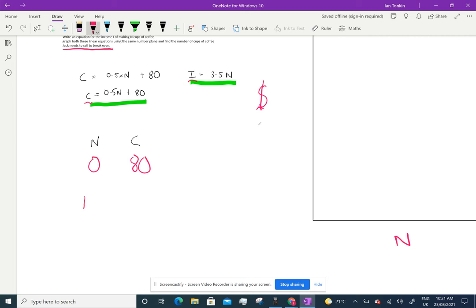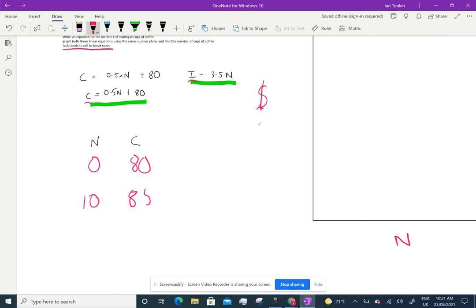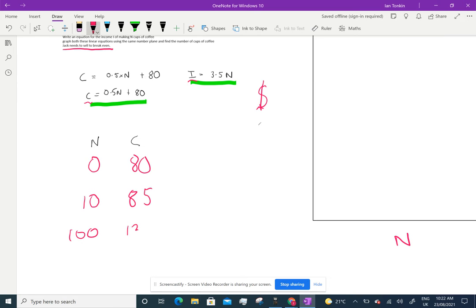Now, I'm going to go up in tens. If I make 10 cups of coffee, I use my calculator, 0.5 times 10 plus 80. It's going to cost me $85. Let's go even bigger. Let's make it 100. Imagine if you make 100 cups of coffee. Well, use my calculator again, 0.5 times 100 plus 80. It's going to cost $130.